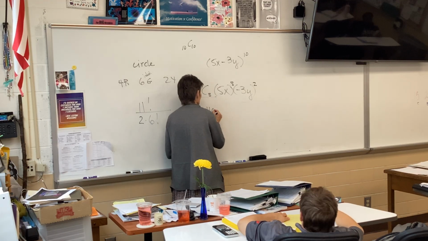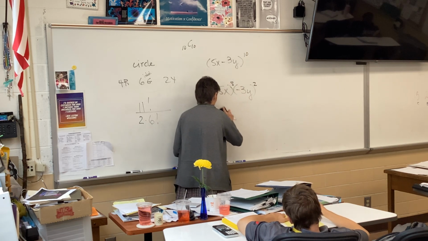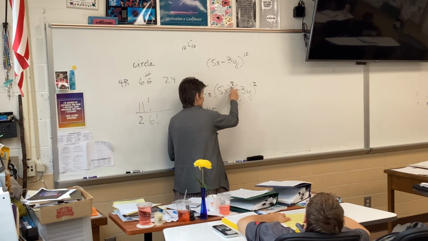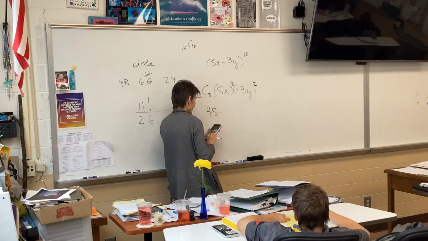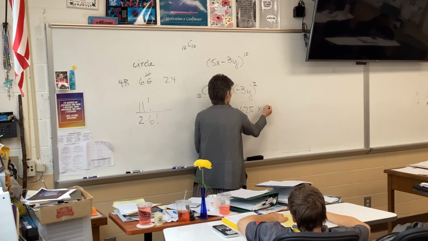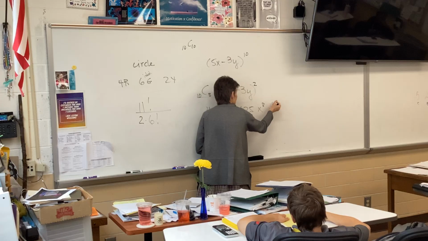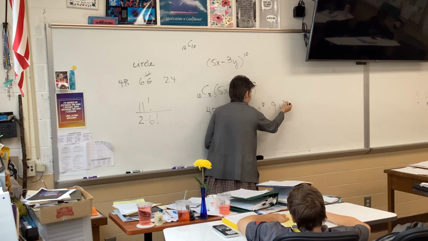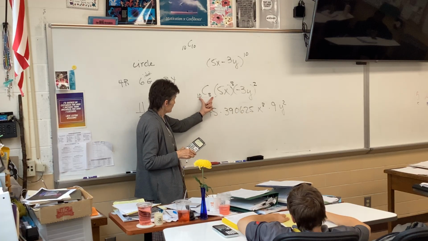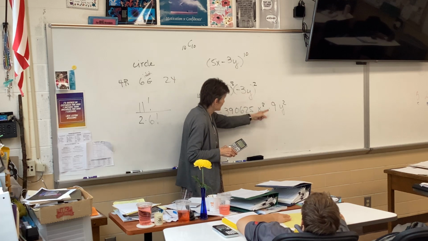Yep, 45. Now I'm going to multiply that by 5 to the 8th, x to the 8th. So 5 to the 8th is 390,625, x to the 8th. And then negative 3 squared, which is 9, times y squared. So all this is getting multiplied together: 45, 5 to the 8th, negative 3 squared.